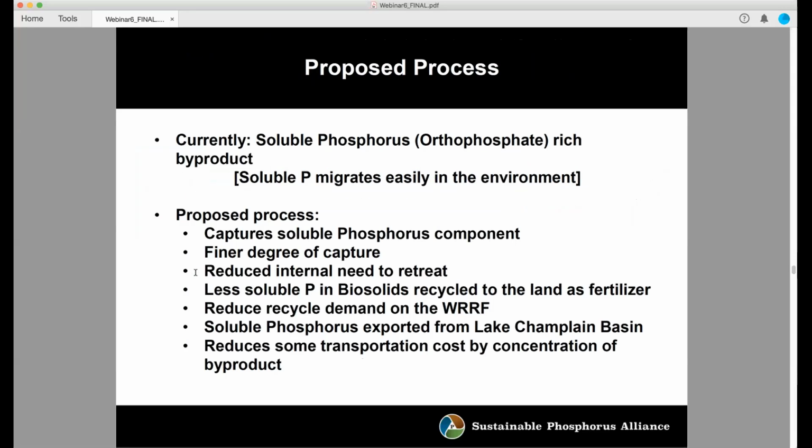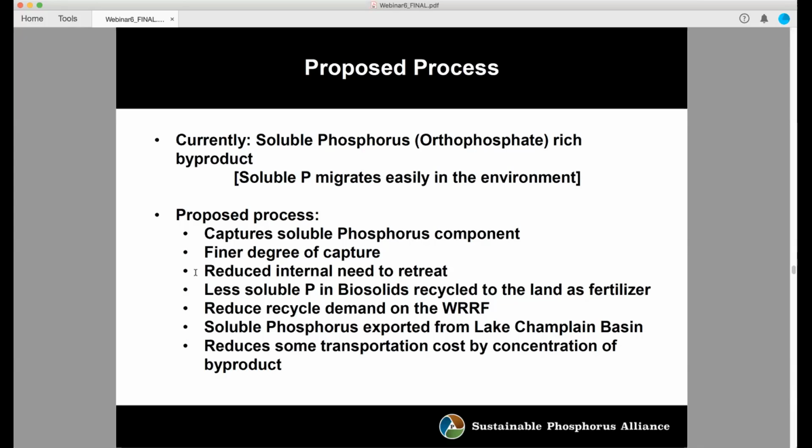So we all know that most of this phosphorus, the soluble phosphorus, easily migrates in the environment, and with our proposed process, we anticipate capturing most of the soluble phosphorus in the particulate form, so there won't be any dissolved or soluble phosphorus left in the water. And this will also reduce the burden to treat, retreat, or recycle the waste streams for further treatment.